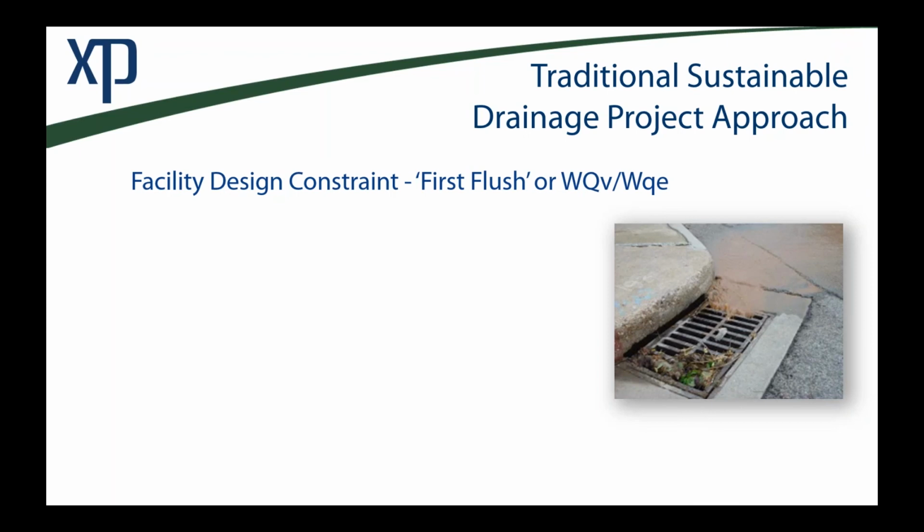So what is the traditional sustainable drainage project? What does this look like? Well, for the vast majority of the U.S., when we have a green infrastructure project, we are usually designing towards one thing, and that's what we might call the first flush, or water quality volume, or water quality event. Those abbreviations I have on the screen.